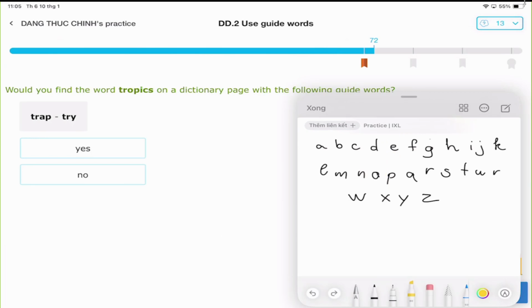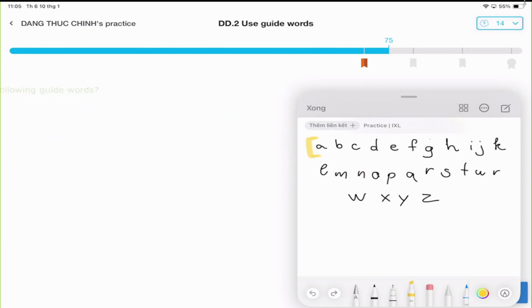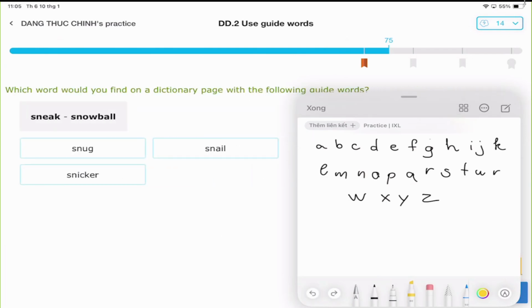Trap and try. A and I. So from A here, oh my god, it's literally the whole alphabet. Tropics, I think it will be yes, because you see, there are only Z's that do not belong in between these two words. So definitely, oh yes. We don't have to look to find out because it is literally there. Which word do you find? Okay, it's getting harder, but if we understand the concept, it is easy.